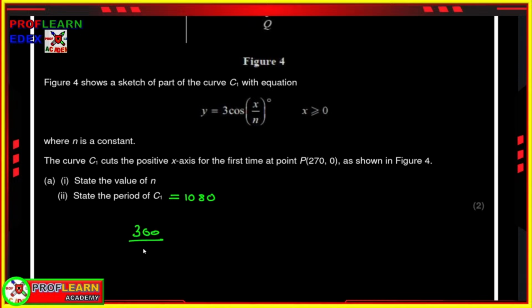And in order to find the period, remember we said it's 360 over the value of b, but our b is 1 over n in this case, and that is our period. But our period is what? It is 1080. So we can say this is going to translate to what? Our value of n is going to translate to.